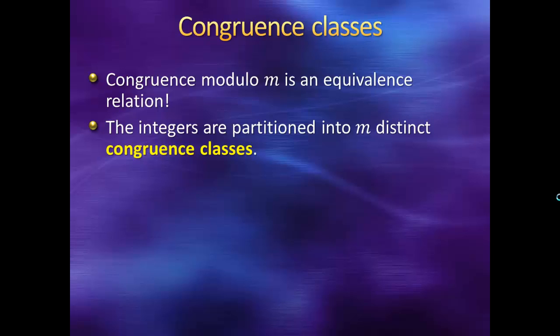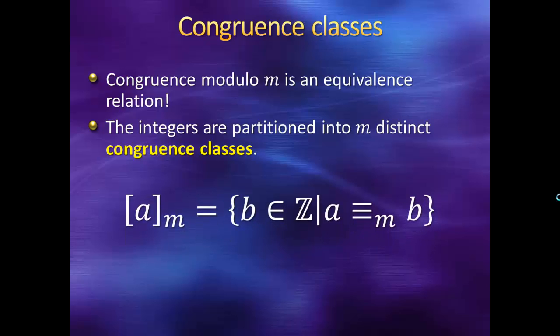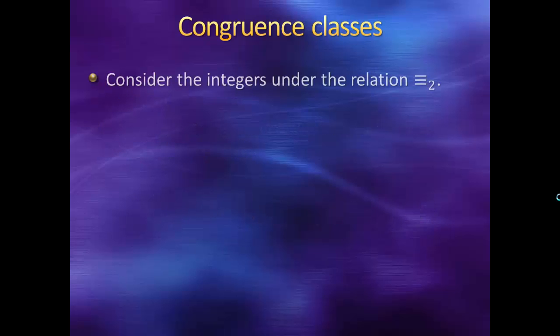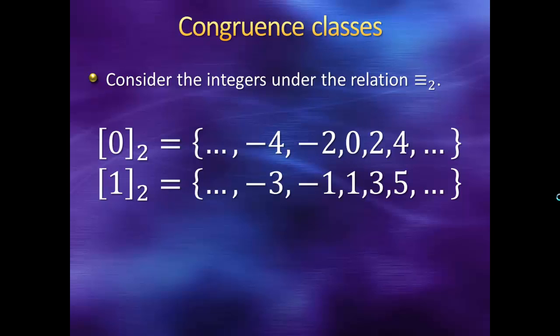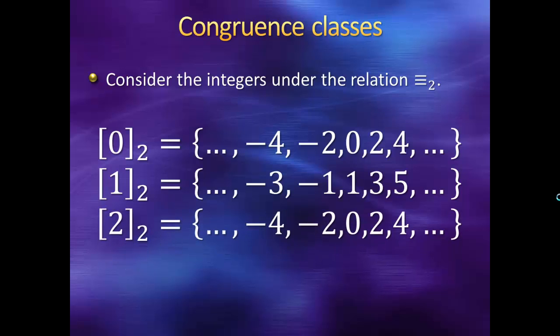We can denote the congruence class of some integer a modulo m with brackets, using m as a subscript. So, this congruence class is the set of all integers b such that a is congruent to b mod m, the set of all integers that give the same remainder as a does when we divide by m. So, for instance, consider the integers modulo 2. Then there will be 2 congruence classes mod 2. The class of 0, which contains the numbers that give a remainder of 0 when divided by 2, and the class of 1, which contains the numbers that give a remainder of 1 when divided by 2. So the congruence class of 0 mod 2 is just the even numbers, and the congruence class of 1 is just the odd numbers. So, what's the congruence class of 2?